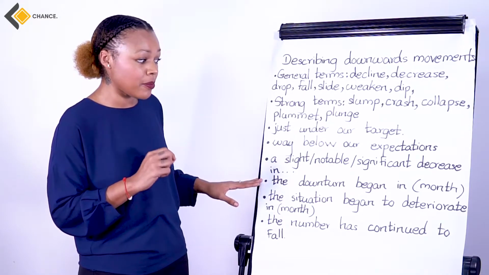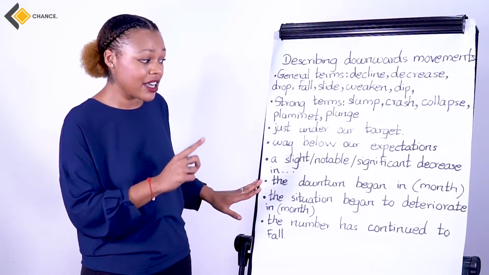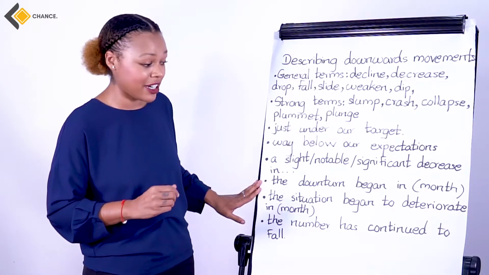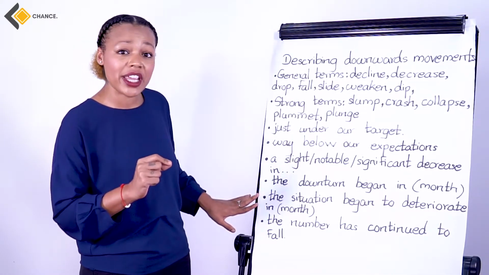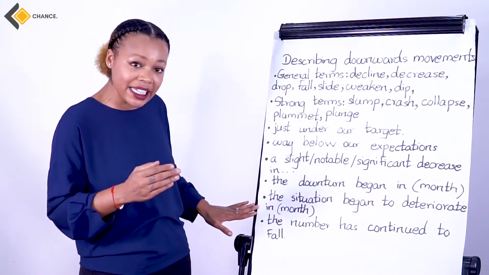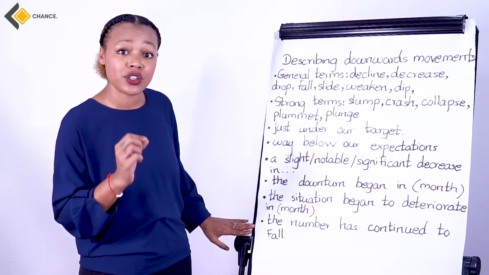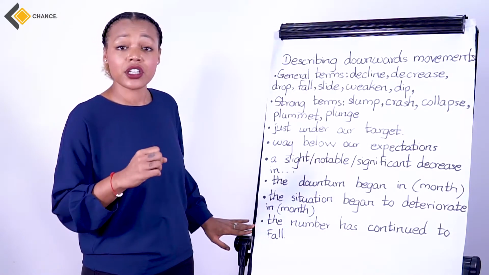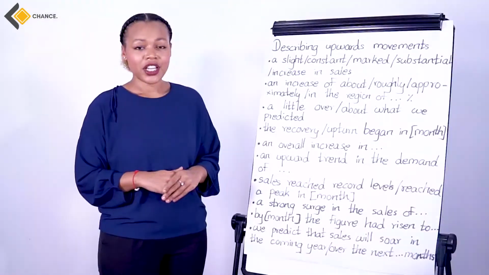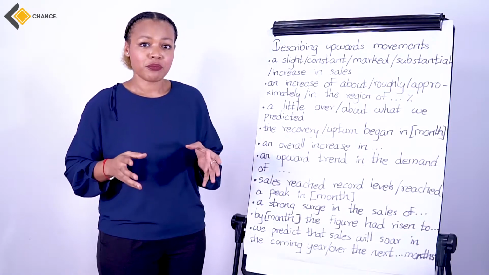The downturn began in... so now you're talking about when it started. Note the month. The downturn began in February. The situation began to deteriorate, get worse in February. The number has continued to fall. You could say the number has continued to fall since month. So you now know how to describe downward movements.